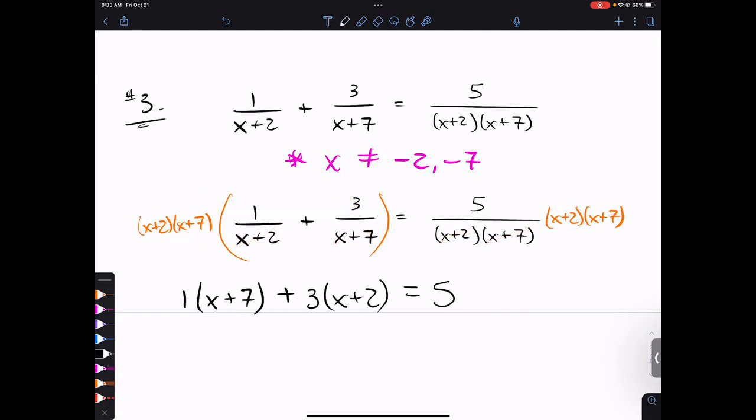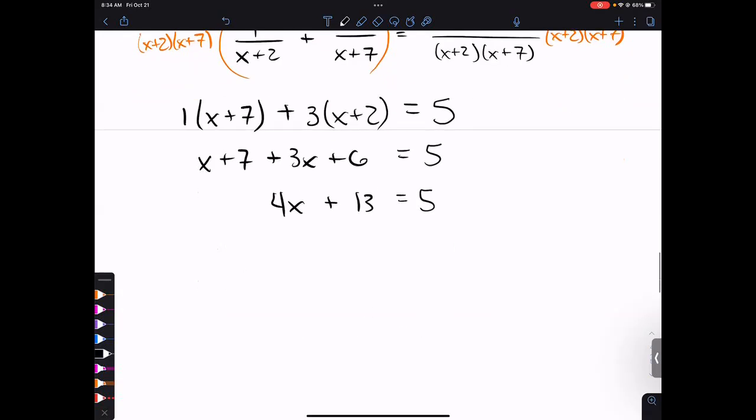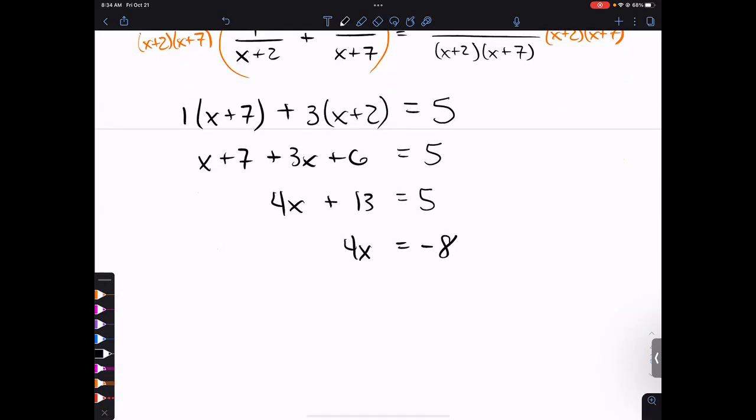Everybody okay with that? Yeah, okay, so we've got x plus 7 plus 3x plus 6 equals 5. Combine like terms. So 4x plus 13 equals 5. This thing is just linear, right? X to the first. So to solve, I'm just going to get x by itself and move everything to the other side. So subtract 13 and then divide by 4 and we get -2.